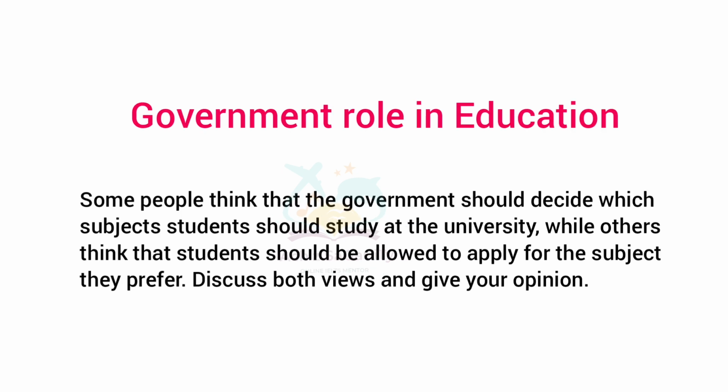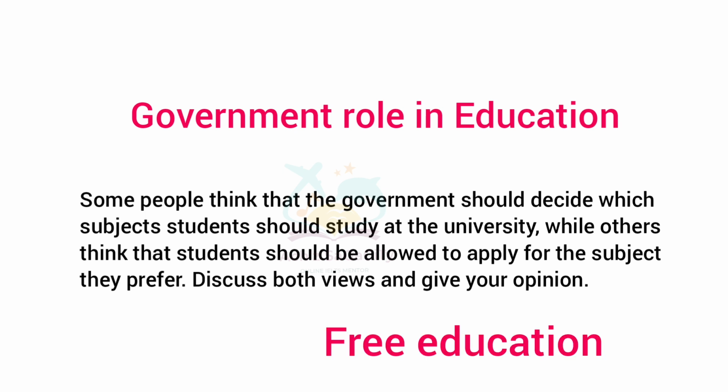Next one about government role in education. Some people think that the government should decide which subjects students should study at the university, while others think that students should be allowed to apply for the subject they prefer. Discuss both sides and try to give your opinion. So while thinking about this particular topic, they can ask about free education. That means whether the government wants to fund education or not, like that also.